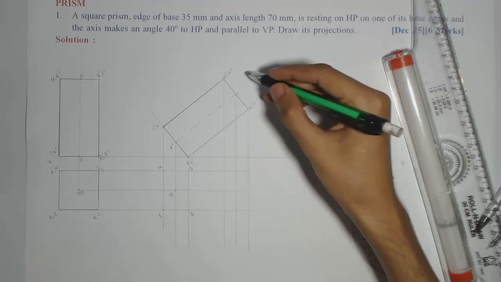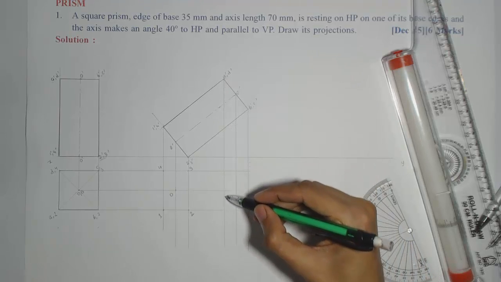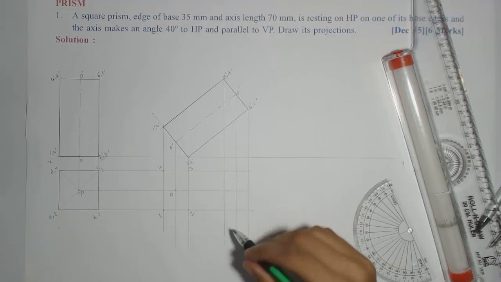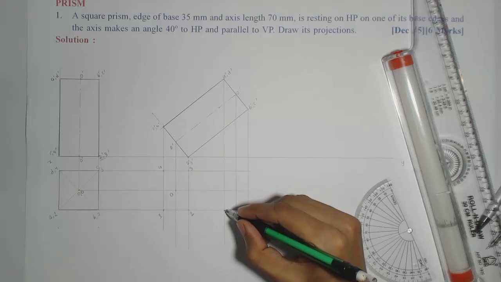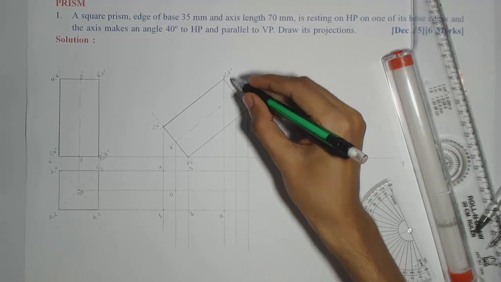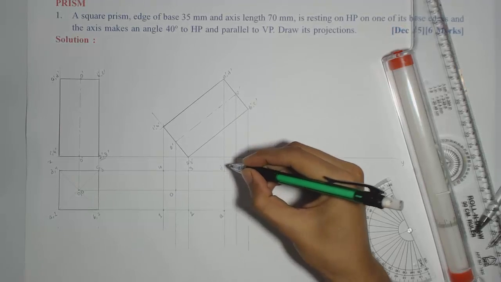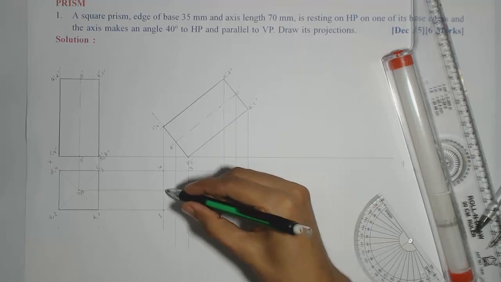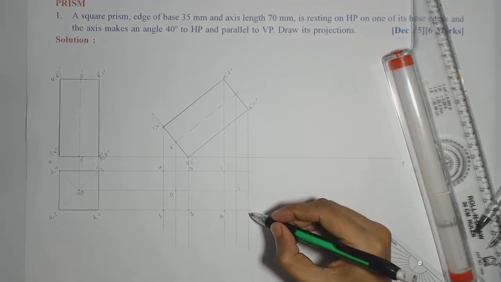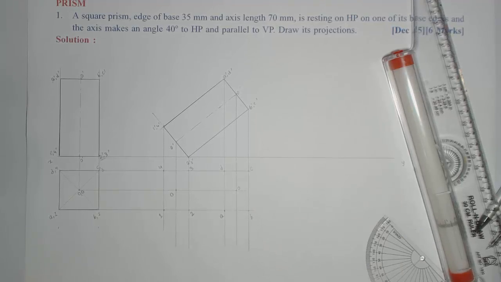Similarly, the top base ABCD can be marked from here. So from A I'm getting this projector. Similarly, from the top view I'm getting this projector from A. So this will give me point A. Similarly, on the same projector I am having D dash, so I'll look for D in the top view, so I'll get point D here. Similarly, O dash and O, so I'll get O here. Similarly B and C.